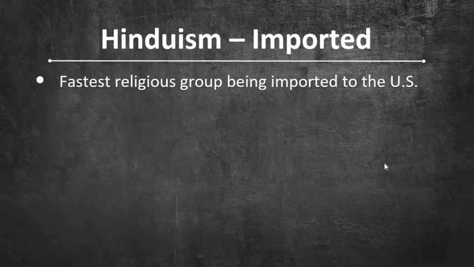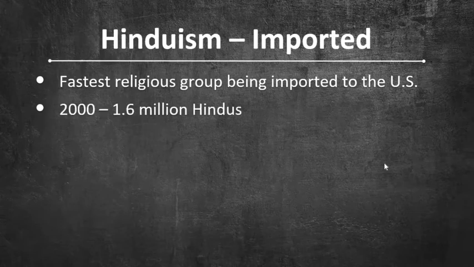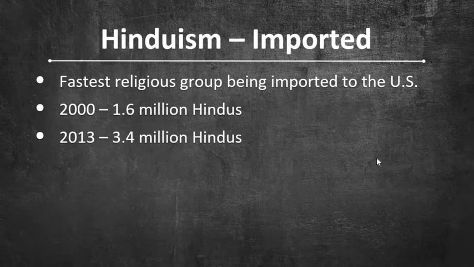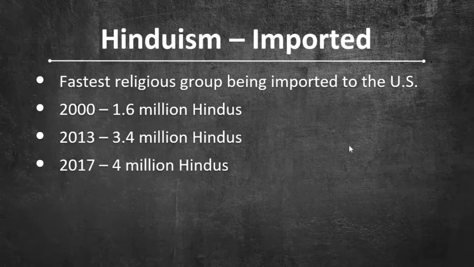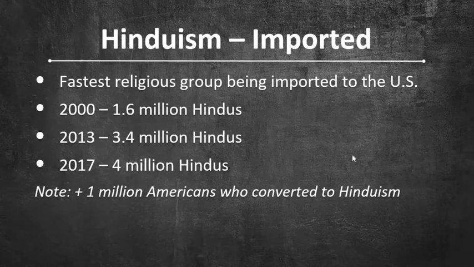Hinduism has been imported into our country. It's the fastest growing religious group being imported into the U.S. In 2000, we had 1.6 million Hindus living in the U.S. By 2013, that more than doubled to 3.4 million. The last poll, in 2017, showed 4 million Hindus, but we also have over 1 million Americans who converted to Hinduism. So we probably have over 5 million people who believe in Hinduism.